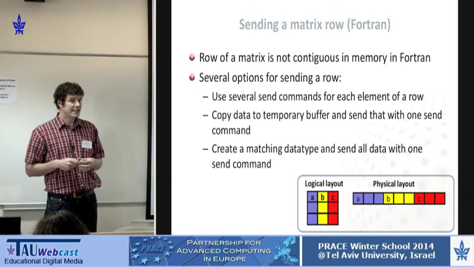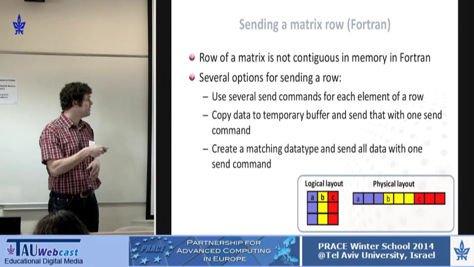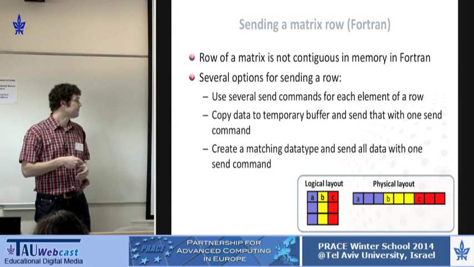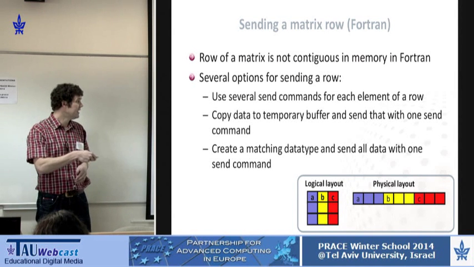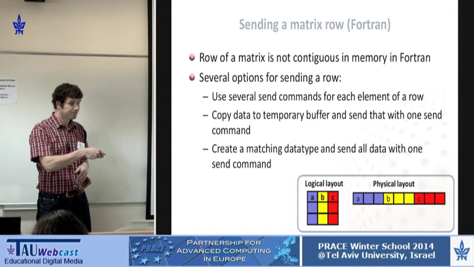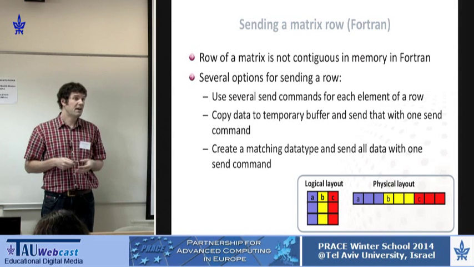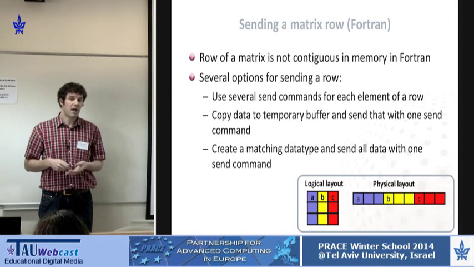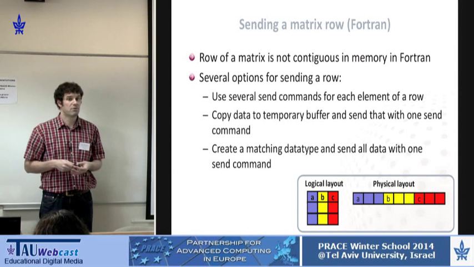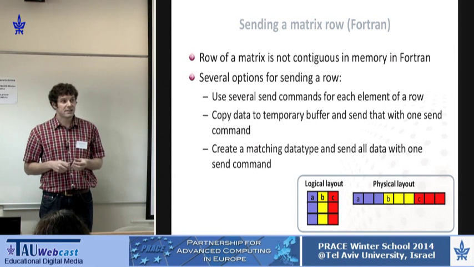Second, a relatively easy approach would be that we create some temporary buffer. In this example, it would contain just a buffer for 3 elements, and we copy the non-contiguous pattern here to this contiguous memory buffer, send that, and later on, when receiving the data, copy back from some temporary buffer. That can be relatively efficient.